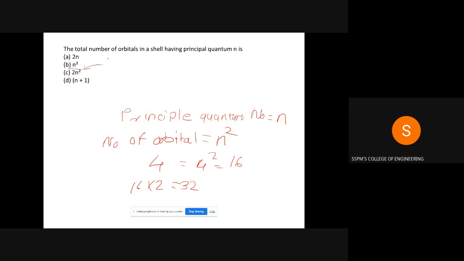They ask the question, that is total number of orbitals. If they are asking the number of shells or number of subshells, that is equal to the principal quantum number. So the principal quantum number is n, then the number of orbitals is equal to n square. n is equal to 4, hence 4 square is equal to 16. The total 16 orbitals are present, and each orbital contains maximum 2 electrons, hence 16 multiplied by 2, that is equal to 32.